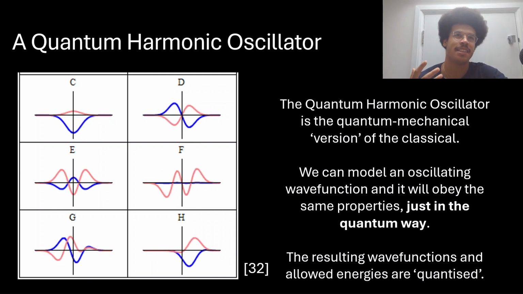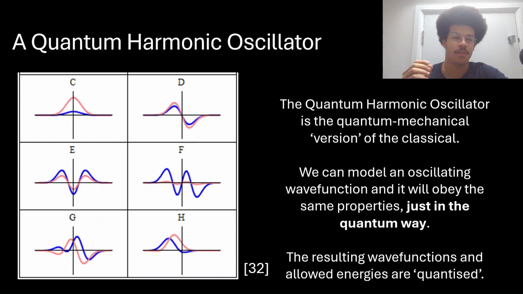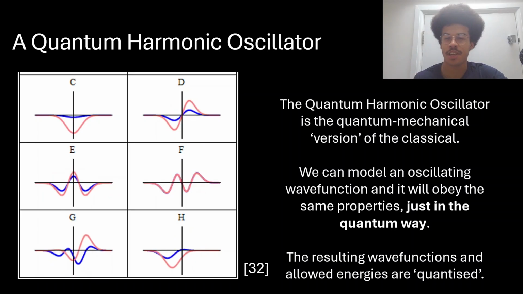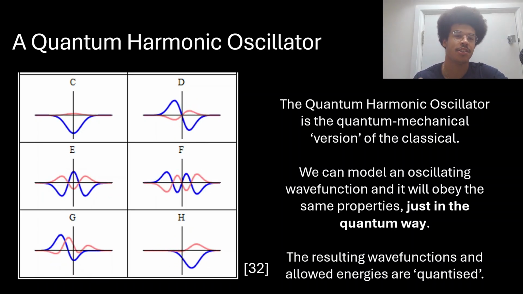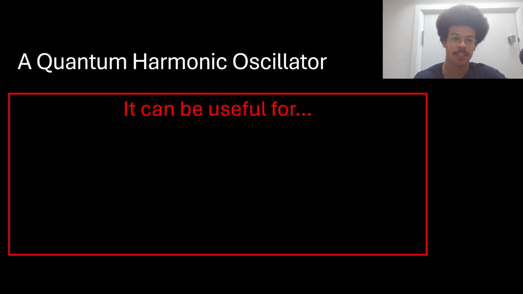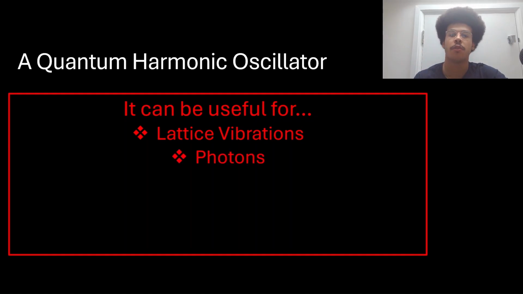What that means is that, as we spoke about before, just the same way that you can't have 1.5 sheep, you will only have certain energy levels that these quantum harmonic oscillators can be in. And it can be very useful. The quantum harmonic oscillator can be useful for lattice vibrations. It can be useful for photons. As we spoke about earlier, photons are the quantum of light. They are the smallest, indivisible particle responsible for light.